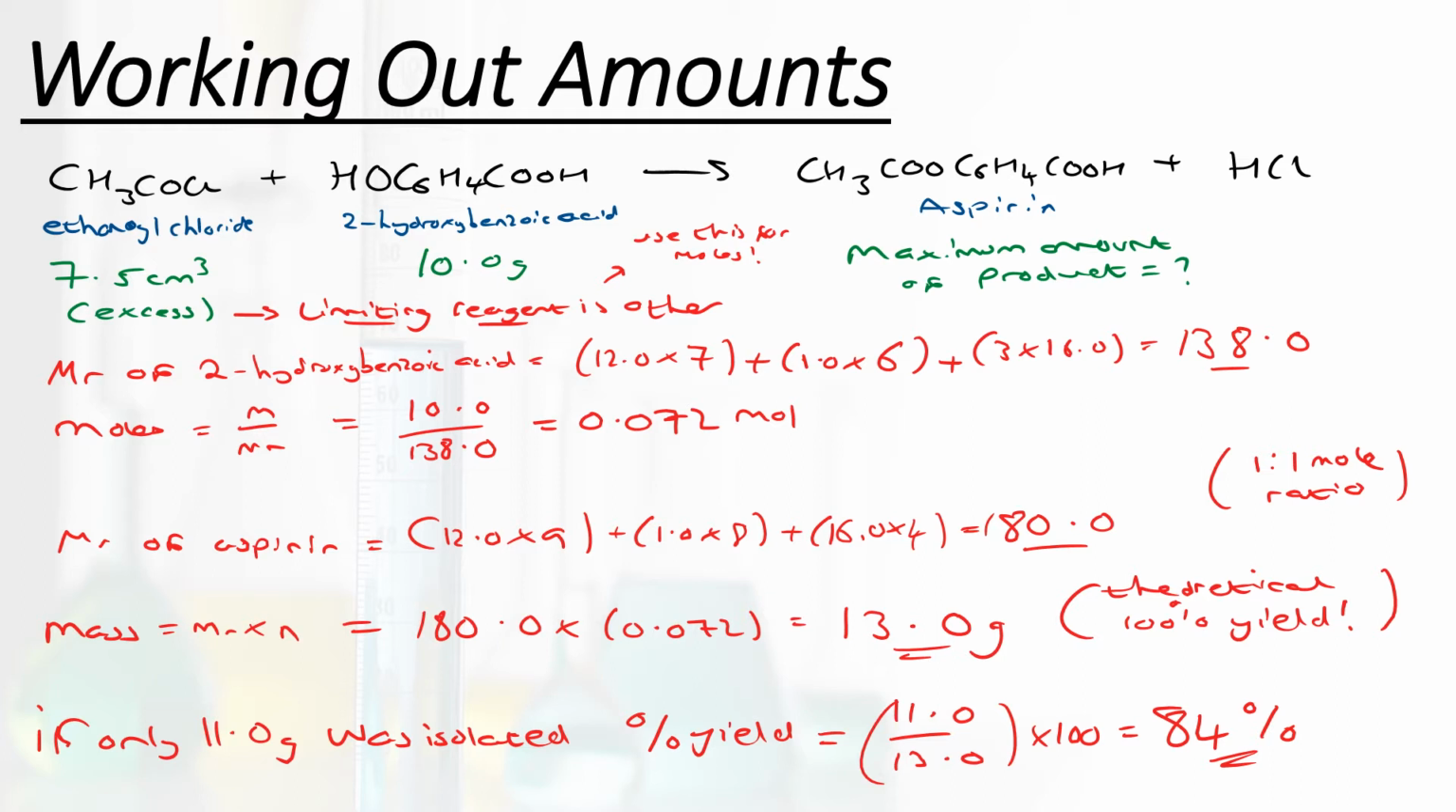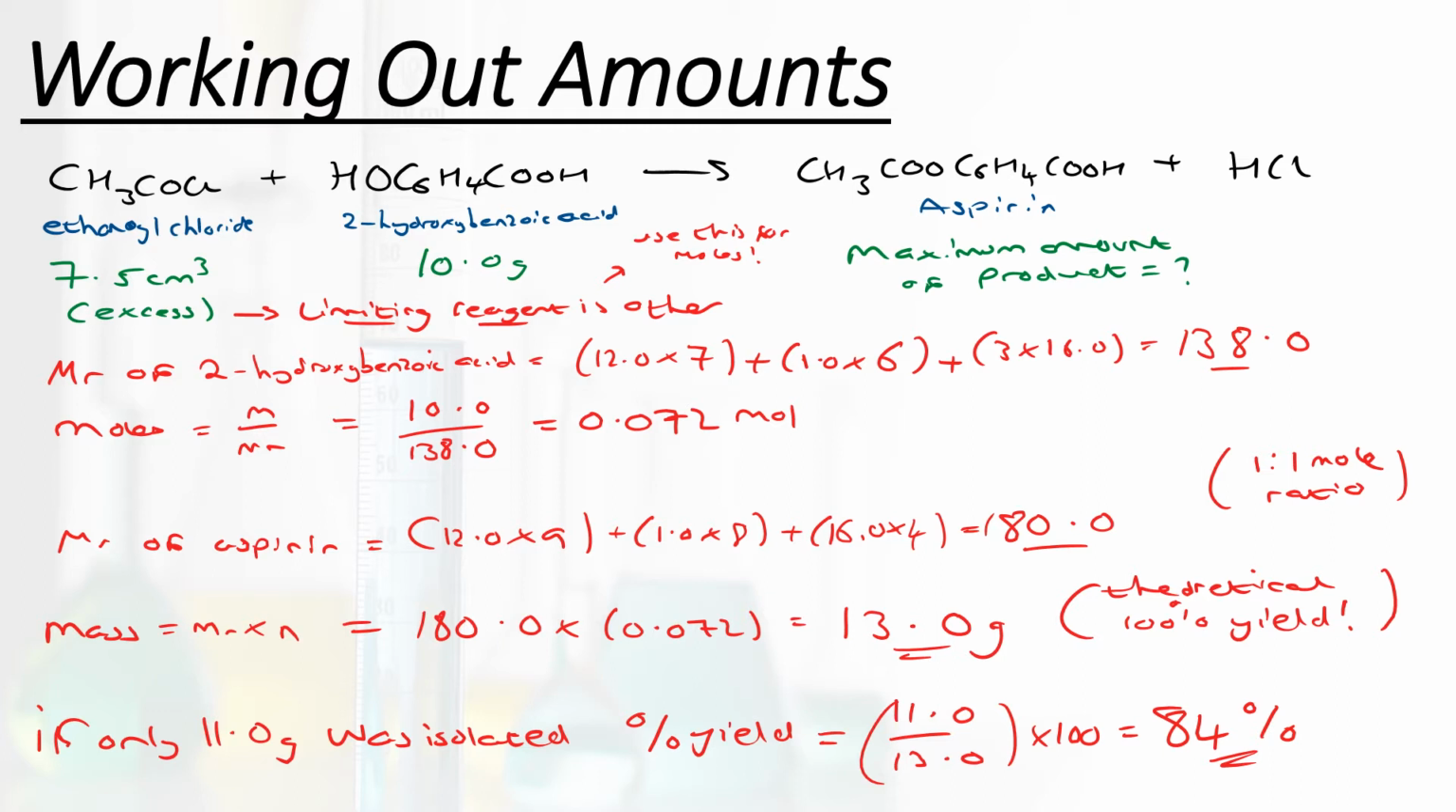So we know our moles of 2-hydroxybenzoic acid are 0.072. We then use the fact that we have a 1-to-1 mole ratio. This is why it's really important to make sure our equation is balanced. The equation that's given to us in the question is already balanced. Sometimes they will get you to write the equations out yourself, and even if the equation is written in the question, it's always good to double check that it's balanced straight away. In this case, it is. So everything is in a 1-to-1 mole ratio, and that means that the amount of moles we have for our 2-hydroxybenzoic acid must also be the same amount of moles for the aspirin, because it's a 1-to-1 ratio.